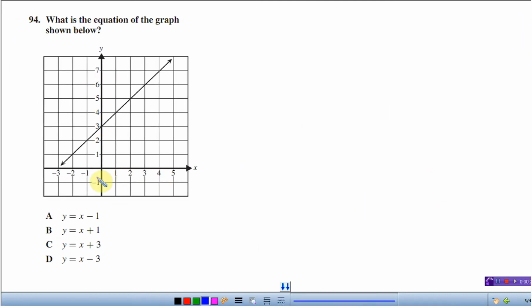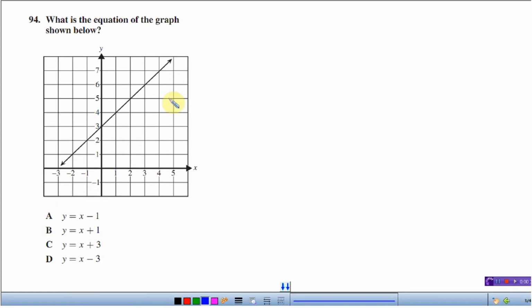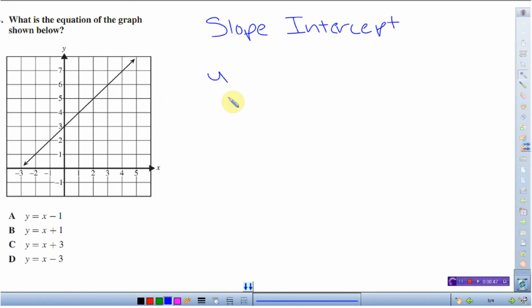On this question, they're asking you to identify the equation that corresponds to this line. Well, the equation for slope-intercept form, just in case you don't remember it, is pretty simple. y equals mx plus b.